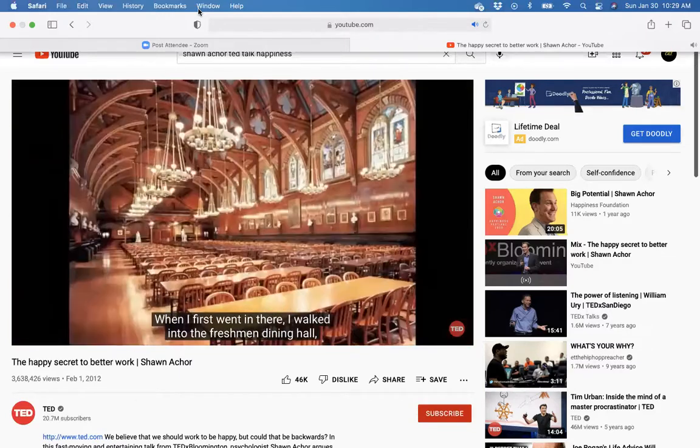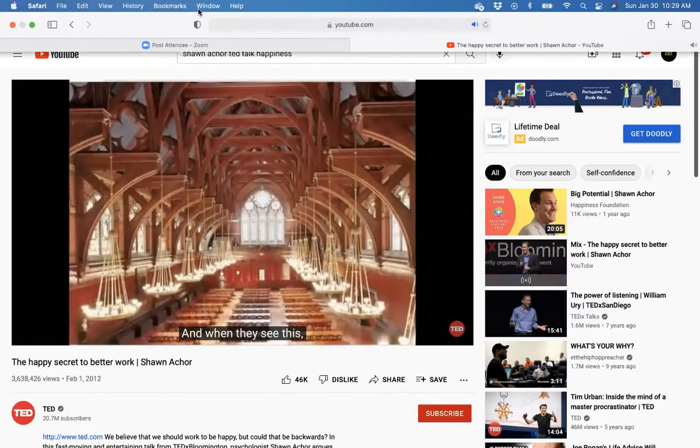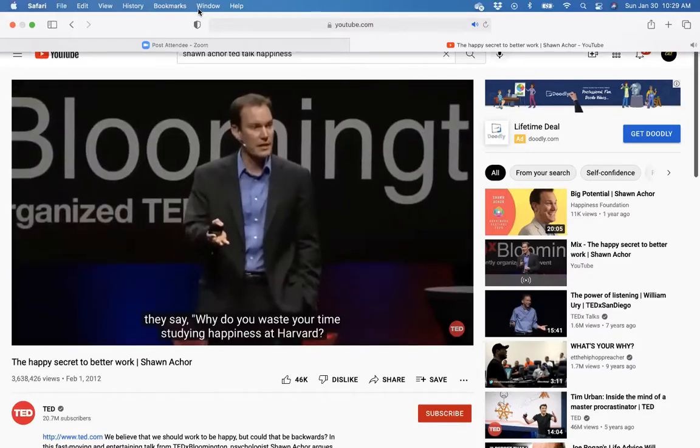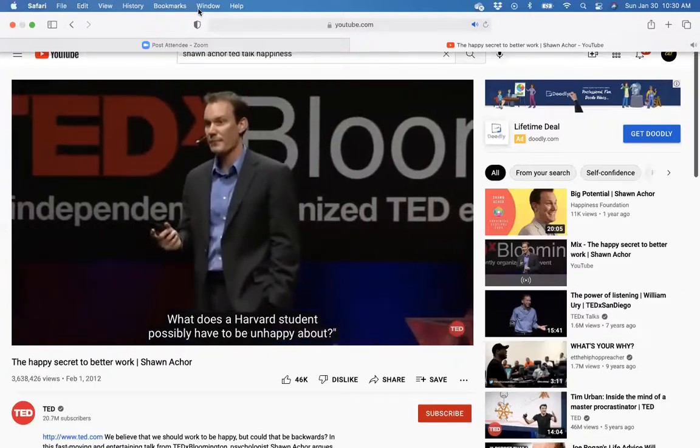When I first went in there, I walked into the freshman dining hall, which is where my friends from Waco, Texas, which is where I grew up. I know some of you have heard of it. When they come to visit me, they look around, they say, this freshman dining hall looks like something out of Hogwarts from the movie Harry Potter, which it does. This is Hogwarts from the movie Harry Potter, and that's Harvard. And when they see this, they say, Sean, why do you waste your time studying happiness at Harvard? Seriously, what does a Harvard student possibly have to be unhappy about?